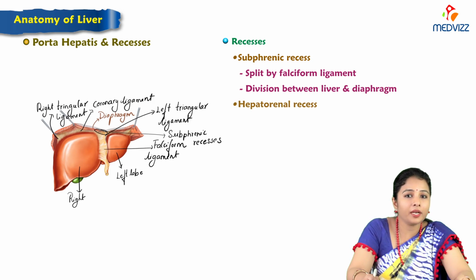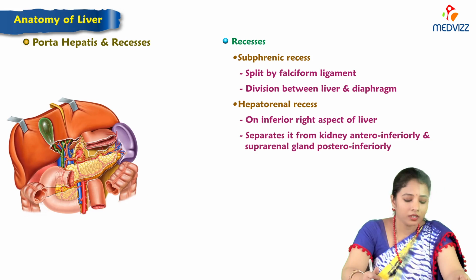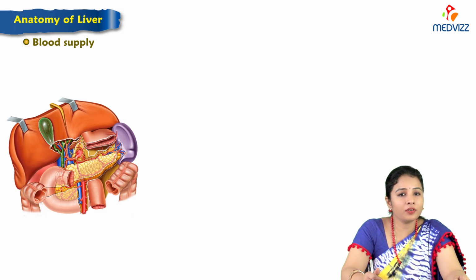The next is the hepatorenal recess. It is on the inferior right aspect of the liver, and it separates the liver from the kidney antero-inferiorly and the suprarenal gland posterior-inferiorly. Let us talk about the blood supply of the liver.